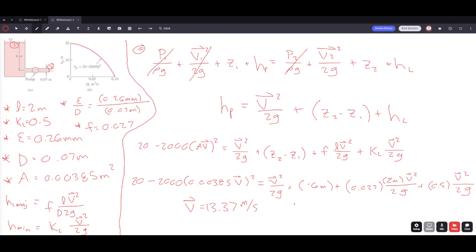Then also Q is equal to AV, so 0.00385 meters squared times 13.37 meters per second. Therefore, part A: Q is equal to 0.0515 meters cubed per second.